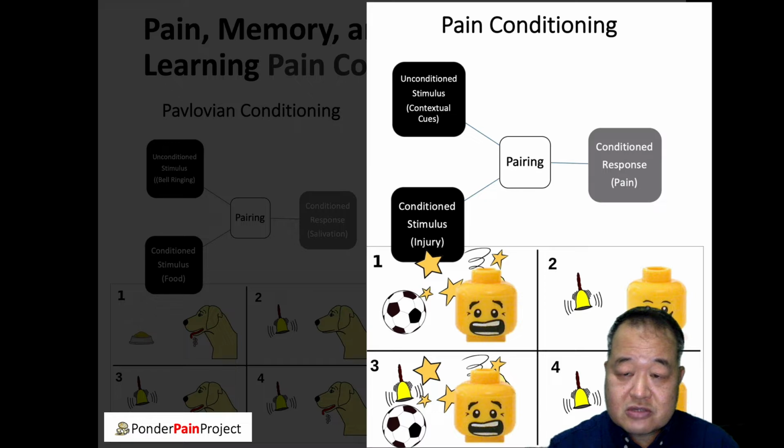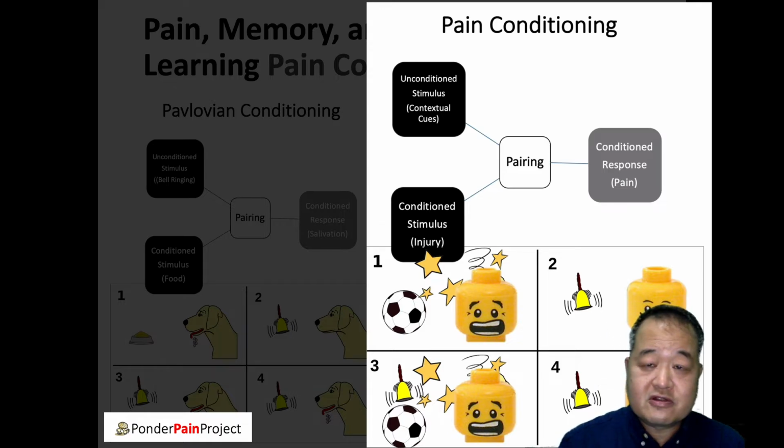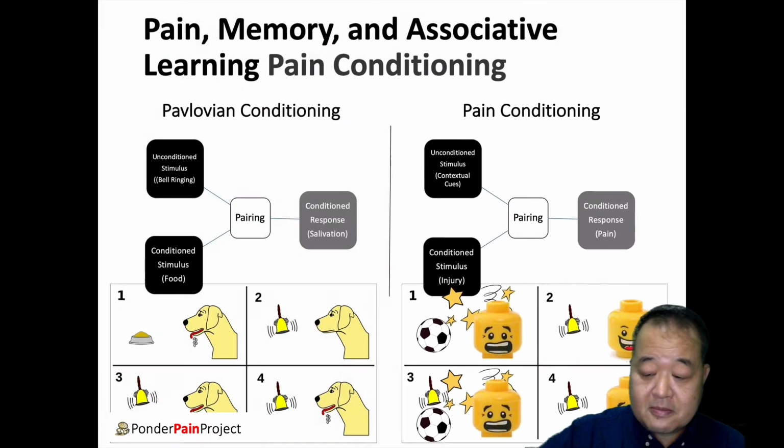In our patients with chronic pain, pretty soon we do not have to have the food anymore. We do not have the injury anymore before our patients have pain. We can have just the conditioned stimulus. We can have the contextual cues, the sights, the sounds, and smells that become triggers that can help change our pain responses. And so that's the process of associative learning that's occurring in our patients.